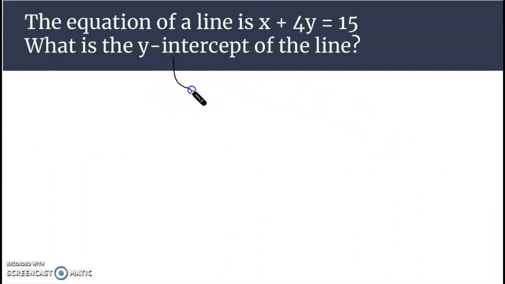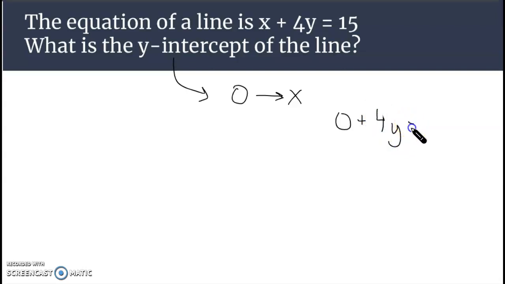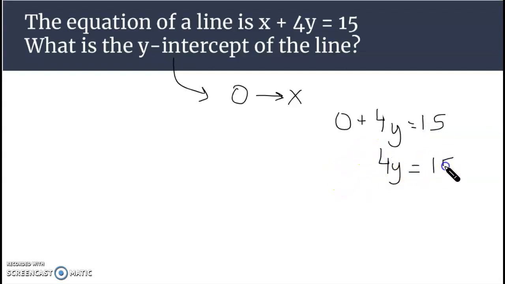Alright, now to find a y-intercept, this time we do the opposite of what we did before. We're going to put a 0 in for x. So here's solving it by hand. 0 plus 4y equals 15. And 0, we don't even have to write, we just have the equation 4y equals 15. This is going to tell me where this line, x plus 4y equals 15, crosses the y-axis. I'm going to divide by 4. There we go, y equals 15 over 4.